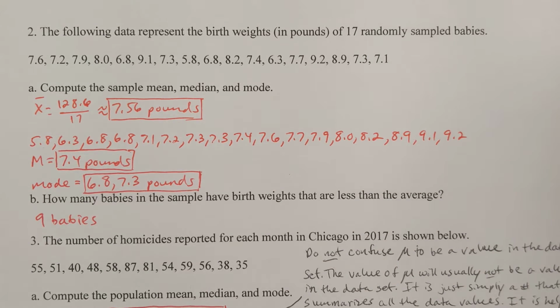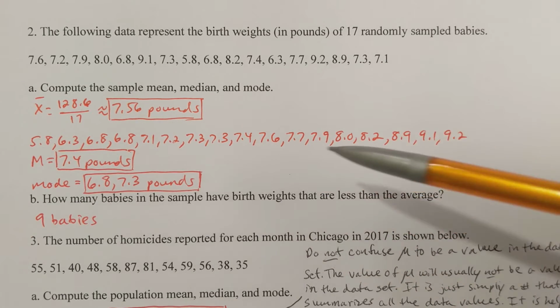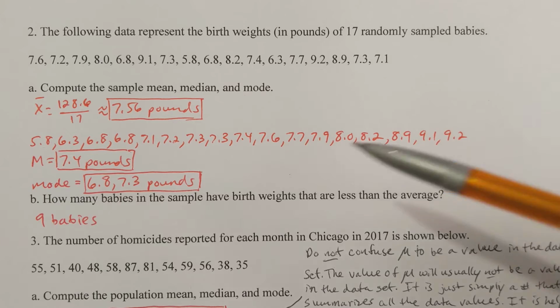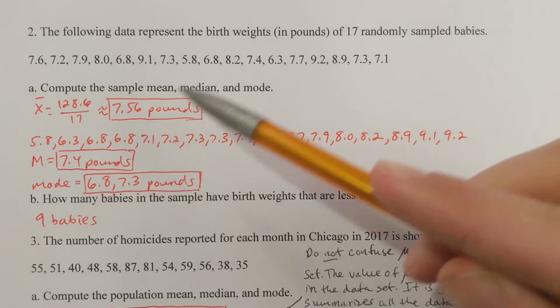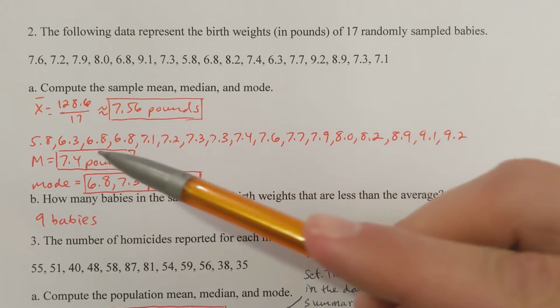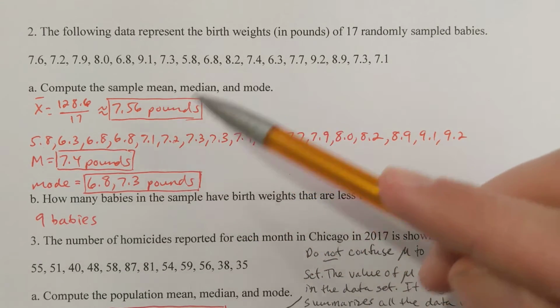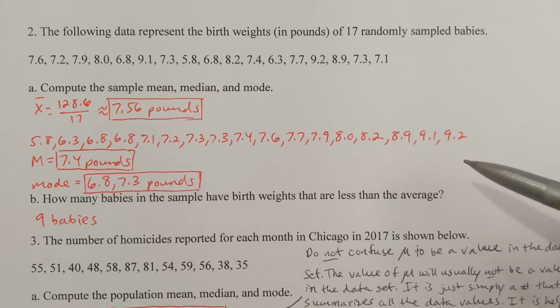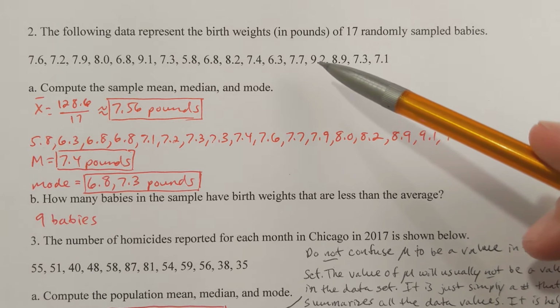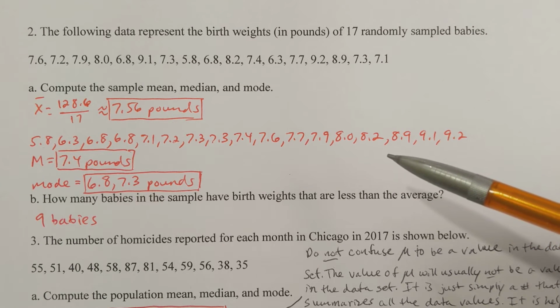That's the average. And now we find the median. I need to order the data set from smallest to largest, so I did that. 5.8 is the smallest number, 6.3 is the next smallest, then 6.8, I've got 2 of them, and then I go all the way up to 9.2, which is the biggest number. Now I've got 17 weights listed.